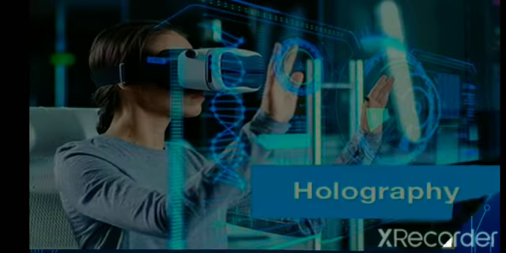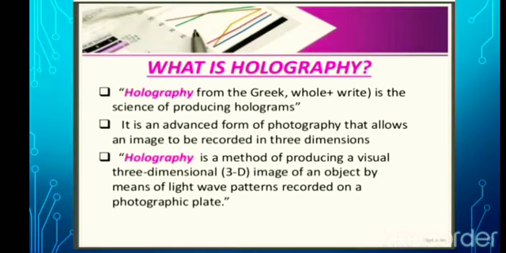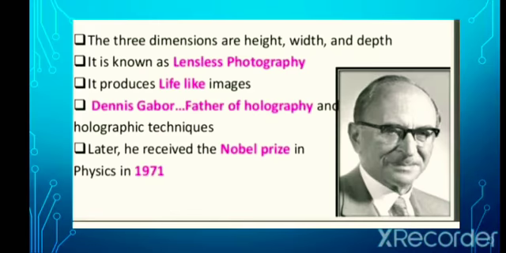Holography. What is holography? Holography, from the Greek holos plus graphe, is the science of producing holograms. It is an advanced form of photography that allows an image to be recorded in 3 dimensions, that is length, breadth, and height. Holography is a method of producing a visual 3-dimensional image of an object by means of light wave patterns recorded on a photographic plate. It is known as lensless photography. It produces lifelike images.